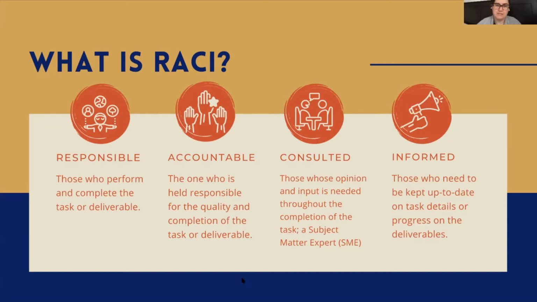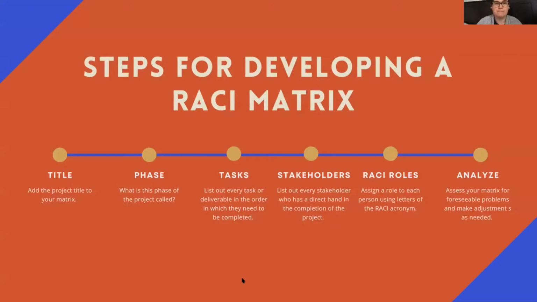The I in RACI stands for informed. If you are described as an informed stakeholder for a particular task or deliverable on a project, you're somebody who just needs to be kept up to date and informed on task details or progress towards accomplishing deliverables. So here are the steps for developing a RACI matrix.